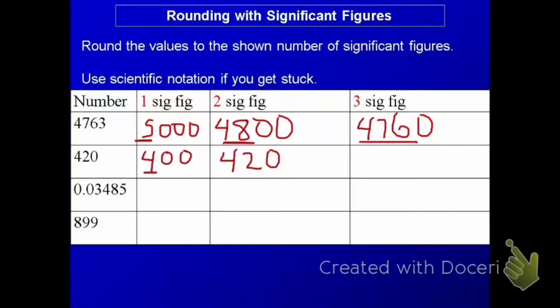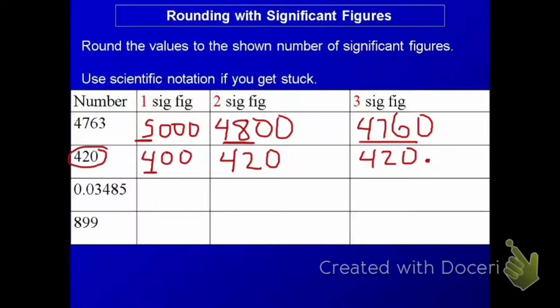Now we have to have three significant figures. This original value here has two significant figures. Now we have to show it as though it has three. So we're going to write 420 point. And now we have three significant digits.